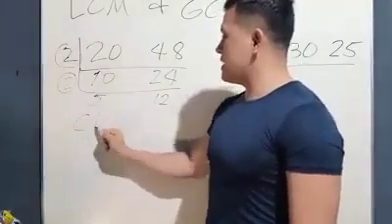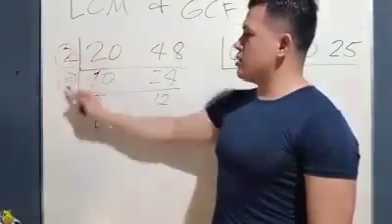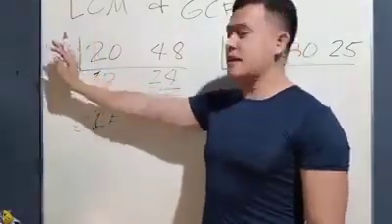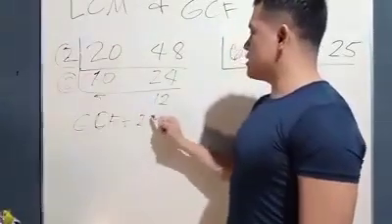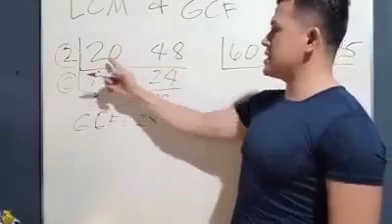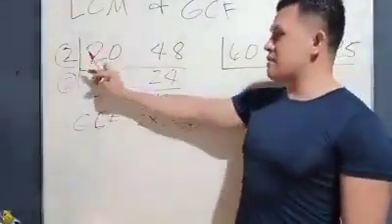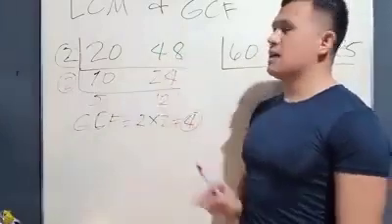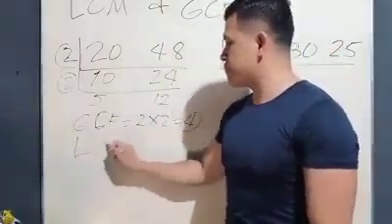Our GCF are these two factors here on the left side, which I encircled. Okay? So, that is just 2 times 2, and our GCF is 4 for these given numbers, 20 and 48. Now, that means 4 can divide 20, and then also 4 can divide 48. Okay? Now, what is LCM?